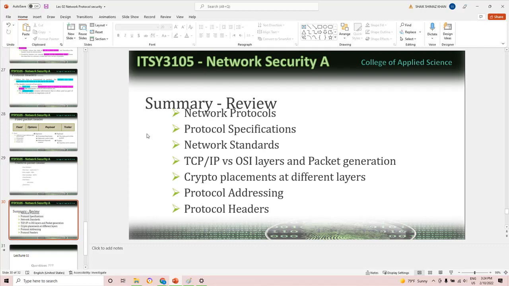So with this I conclude this lecture, students. The summary of what we have reviewed in this lecture: network protocols, protocol specifications, network standards, TCP/IP versus OSI layers and packet generation, crypto placements at different layers, protocol addressing and protocol headers.